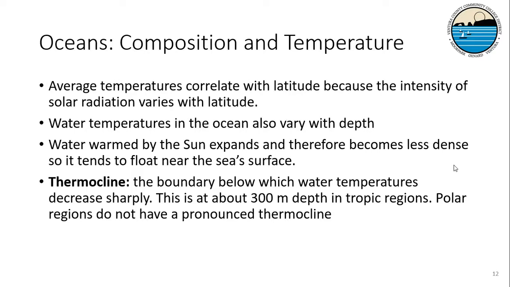Water temperatures in the ocean also vary by depth. If you've swam in a pool, you know that the shallow section feels warmer than the deep section of the water. That's because water is warmed by the sun and expands, therefore becomes less dense. So it tends to float near the surface or sea's surface. And a thermocline is the boundary below which water temperatures decrease sharply. This is about 300 meters depth in tropic regions, and polar regions don't really have a pronounced thermocline because there isn't as much variability in temperature as we do see in tropic regions.